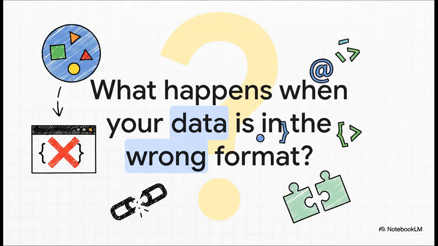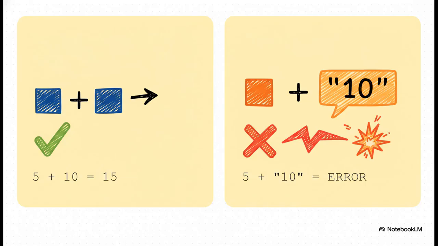So let me ask you this. What happens when your data is in the wrong format? We've all been there, right? You're trying to add two values together and bam, your code just grinds to a halt with a type error. It's honestly one of the most common hurdles for any programmer, and today we're going to learn exactly how to clear it, no problem.